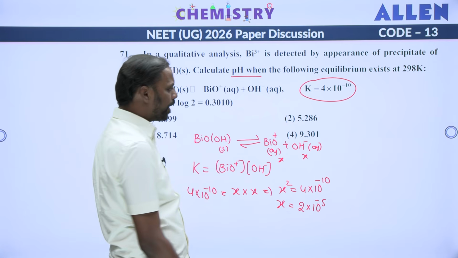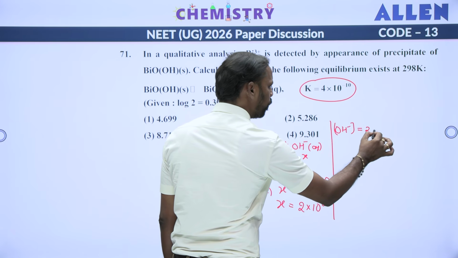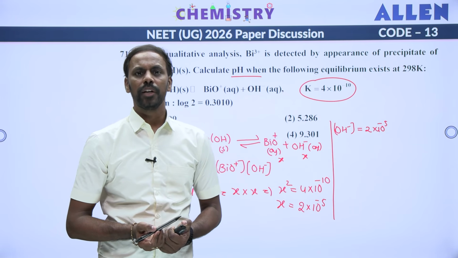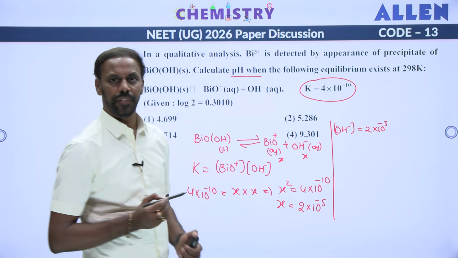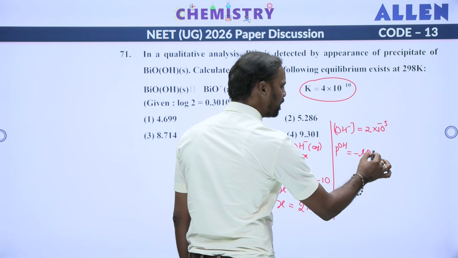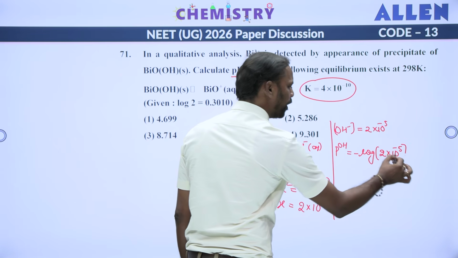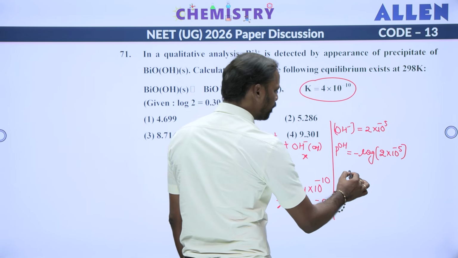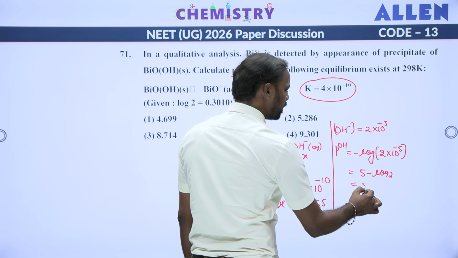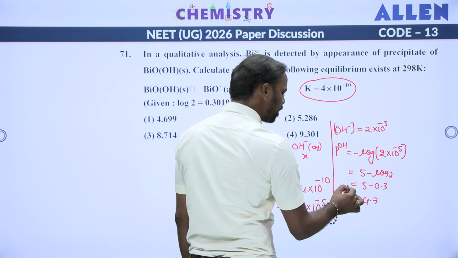That means this OH minus ion concentration is equal to 2 into 10 to the power of minus 5. So we know pOH is equal to minus log of OH minus concentration. So pOH is equal to minus log of 2 into 10 to the power of minus 5. After solving this, we'll get 5 minus log 2, where log 2 value is 0.3. So 5 minus 0.3 becomes equal to 4.7, which is pOH.